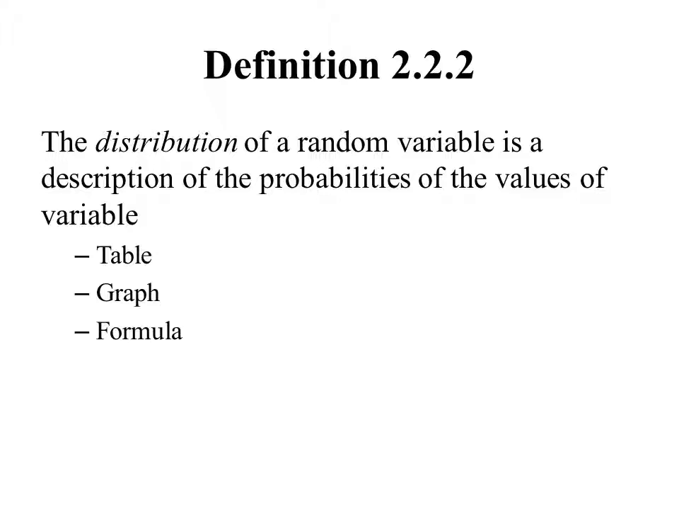But before we do that, let's go to another definition. This is another term that we saw back in Chapter 1, the distribution. The distribution of a random variable is a description of the probabilities of the values of the variable. And this can be given in three different forms: a table, a graph, or a formula. We're going to see all three of these different types of descriptions throughout the semester.